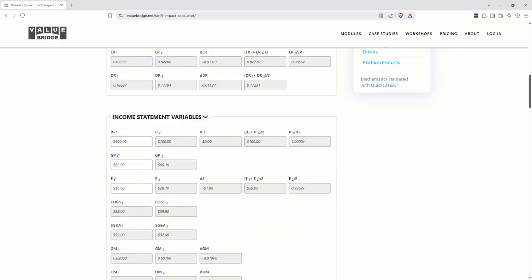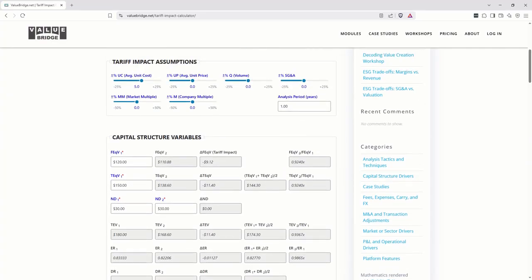Now let's go back up to the top and try to offset higher costs with higher prices. We will also increase the average unit price by 5% as follows. This actually raises the fund equity value by $14.88 million or 12.4%.